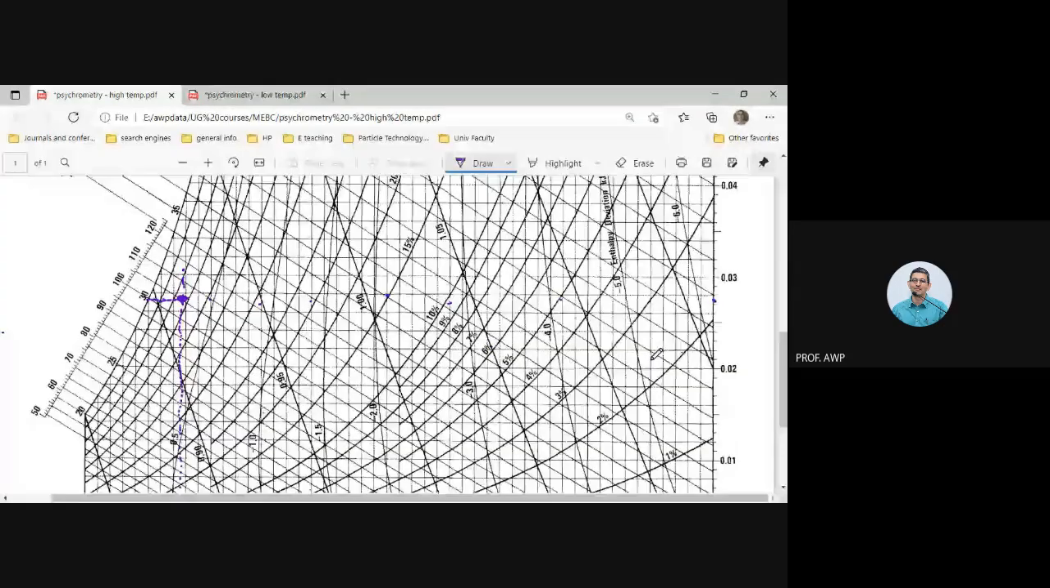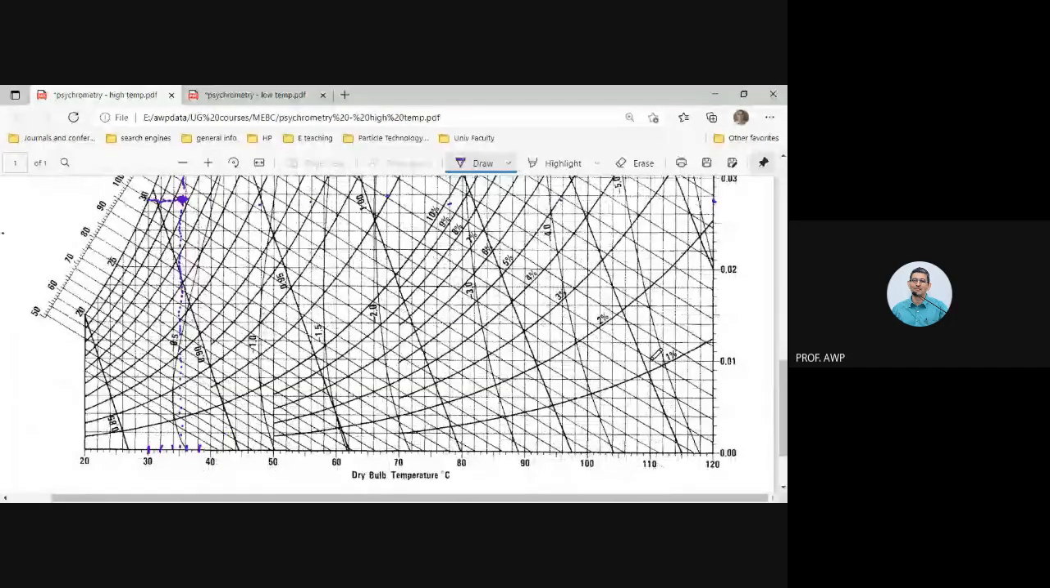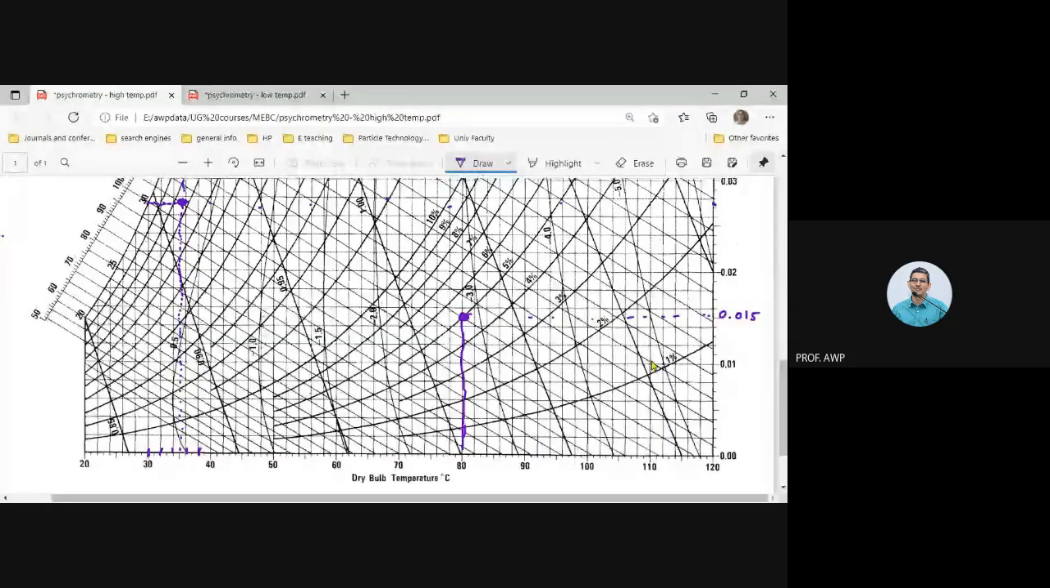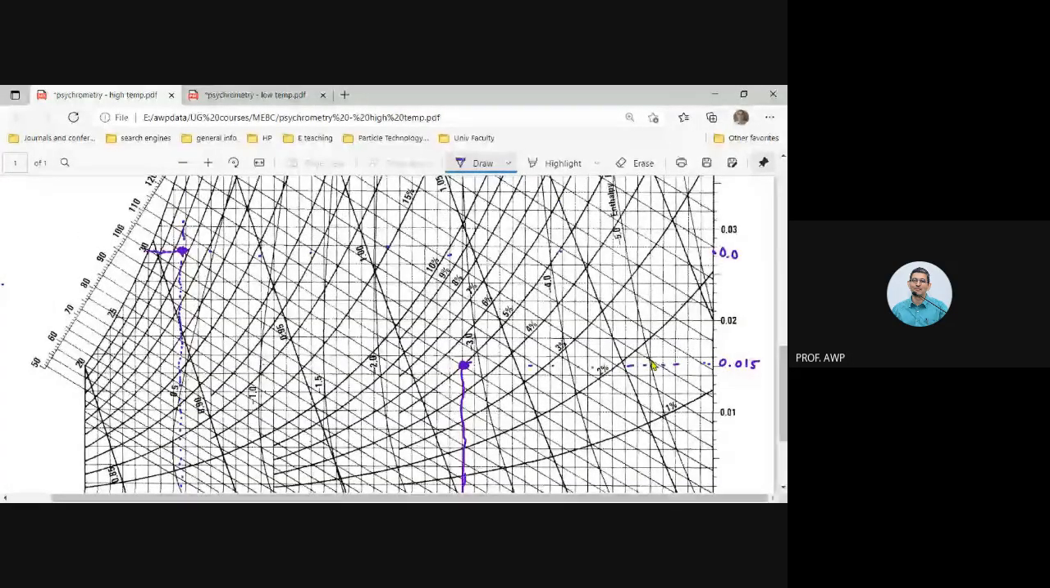And the other thing that we wanted, the outlet air was 80 degrees centigrade. So if you go along 80 degrees centigrade, we had 5% RH. That means we would be somewhere here. So this is the outlet air that we want. This outlet air would have a humidity something like 0.015. Inlet humidity would be something like 0.027.